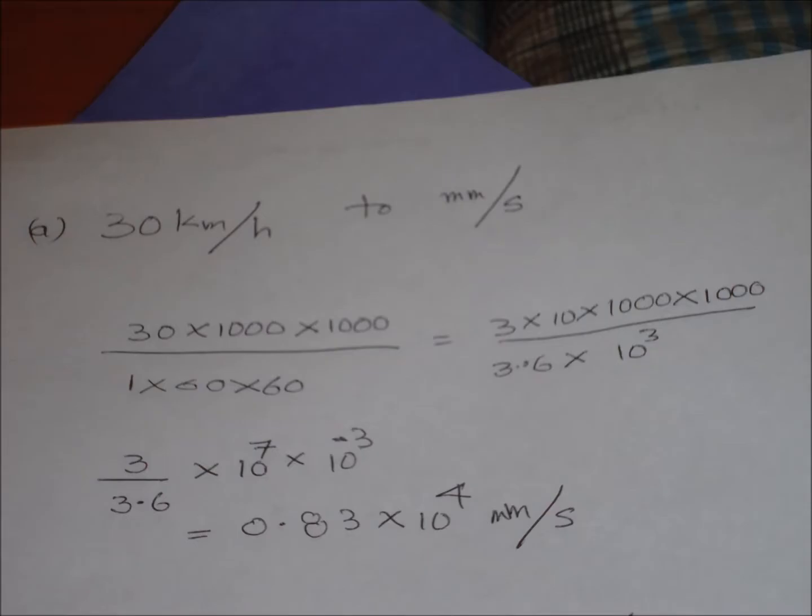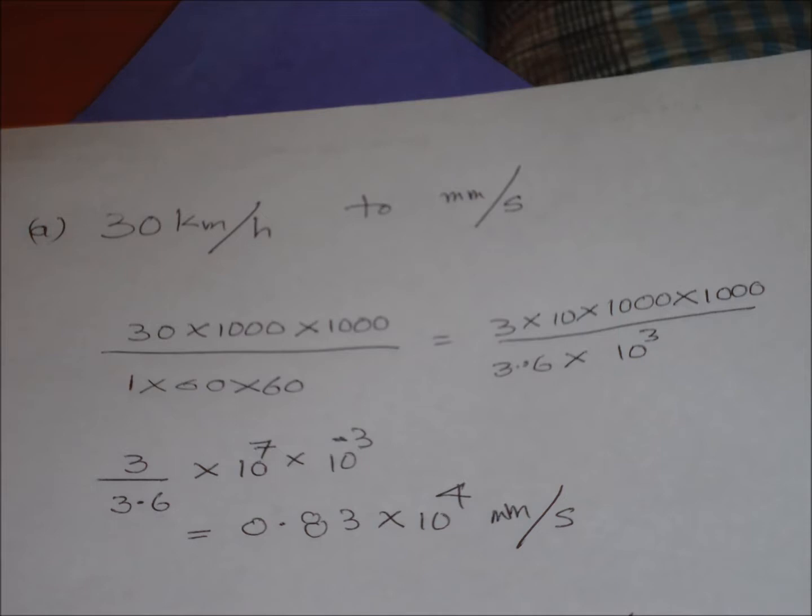Okay, now let's start on this question. Question 5, part A. The question requires 30 kilometers an hour to be converted to millimeters per second.